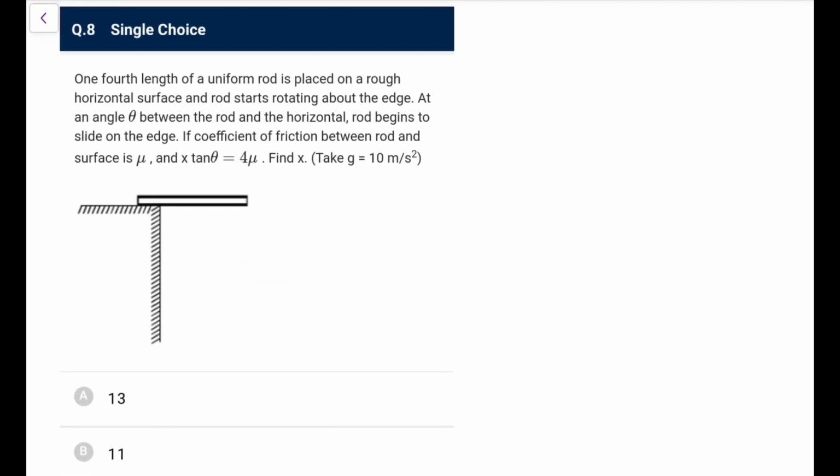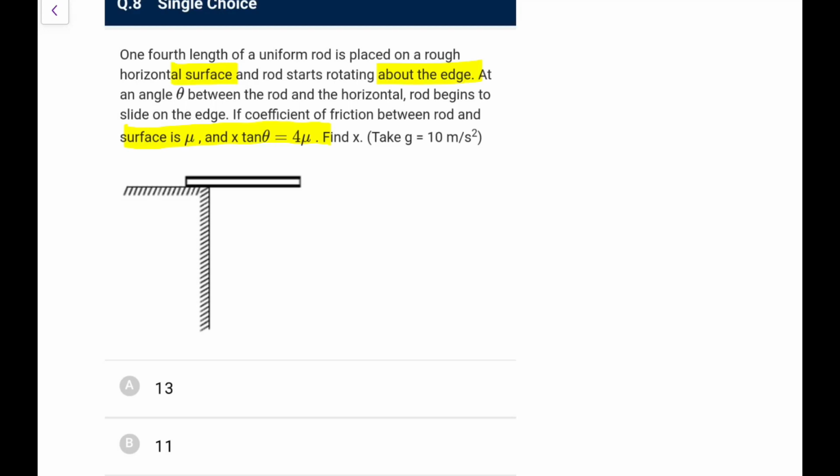1/4 length of a uniform rod is placed on a rough horizontal surface. The rod starts rotating about the edge, and at an angle theta between the rod and the horizontal, the rod begins to slide on the edge. If the coefficient of friction between rod and surface is mu and x tan theta is 4 mu, find x. Now this is going to be a tricky one. Let's say this comes at an angle theta like this. So this is the CM falling like this. Let this angle be theta. Normal will be like this. mg is like this. And to give the centripetal force, there should be some static friction acting like this, and in the limiting case Fs max is mu N, you can write.